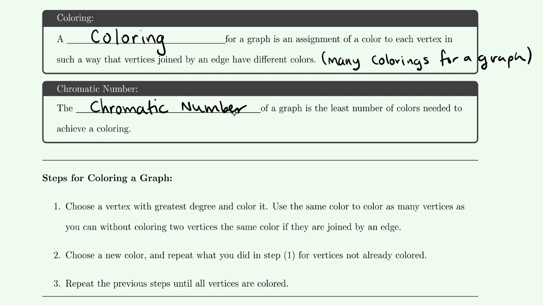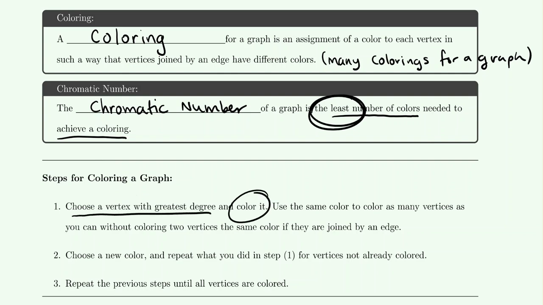So the chromatic number of a graph is the least number of colors needed to achieve a proper coloring. So if you use any less than the chromatic number, it's no longer a valid coloring. So that'd be the idea. The keyword here is least.